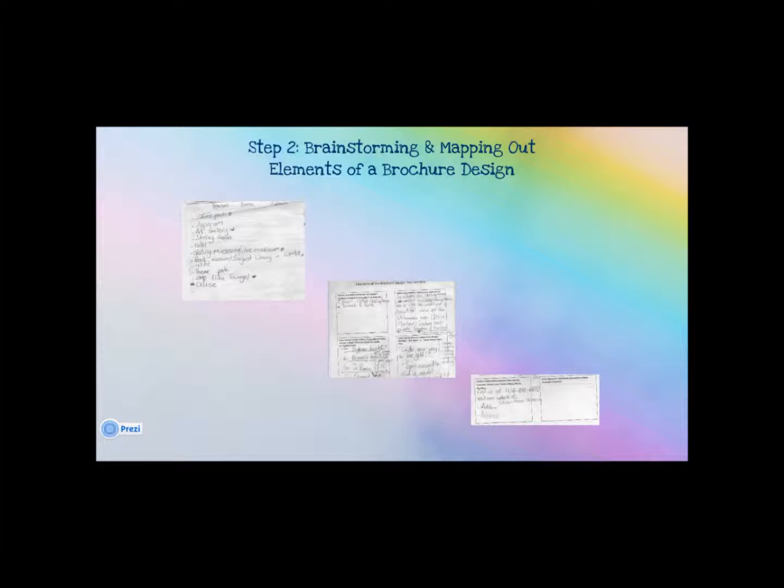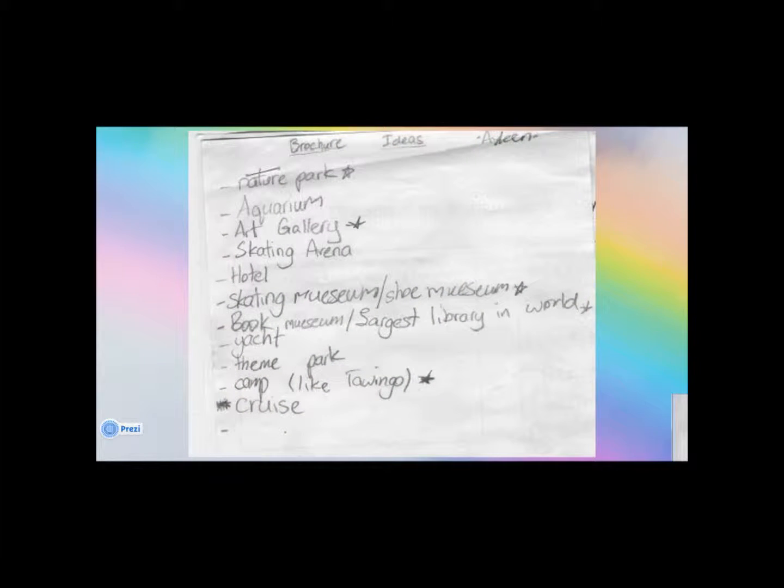Step 2. Brainstorming and mapping out elements of a brochure design. The following 2 classes had students brainstorming ideas about what their brochure was going to be all about and mapping out the elements of their brochure. As you can see in this example, the lists that students came up with were quite extensive and broad.